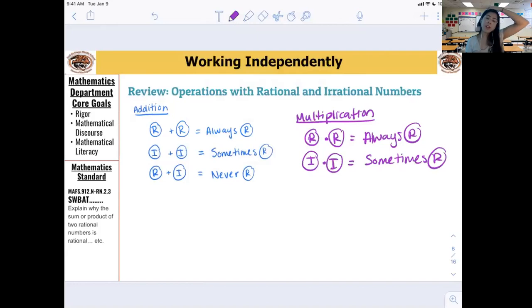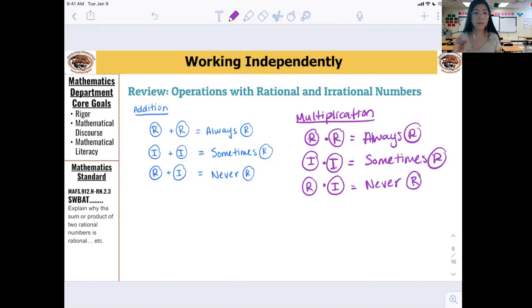With multiplication, an irrational number times an irrational number, it does happen more often that you'll end up with a rational answer, because you could end up with the square root of a perfect square. So there's more chances to get a rational number if you're multiplying compared to addition. But everything else, when you mix them together, rational times irrational will never be rational. So it's pretty much the same 3 rules, which is useful for memorization.